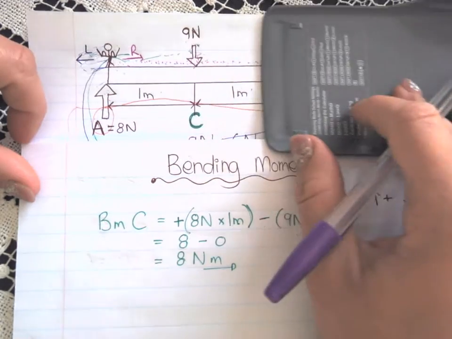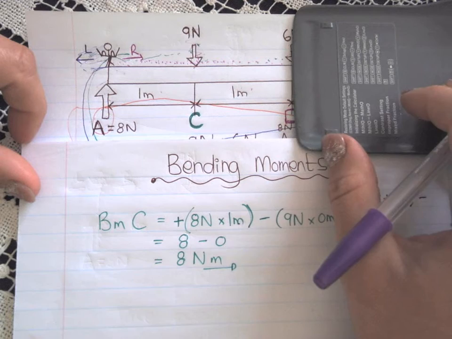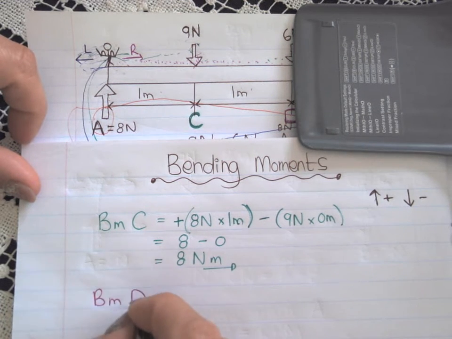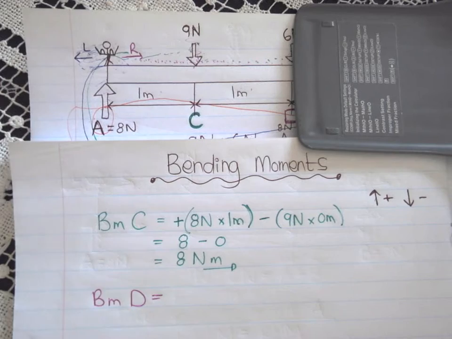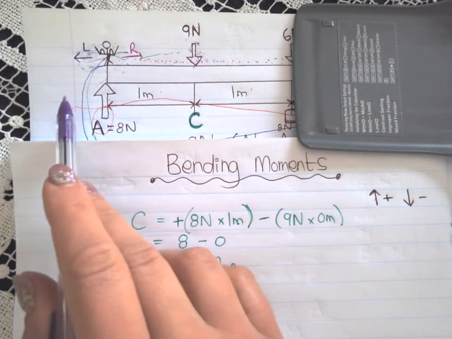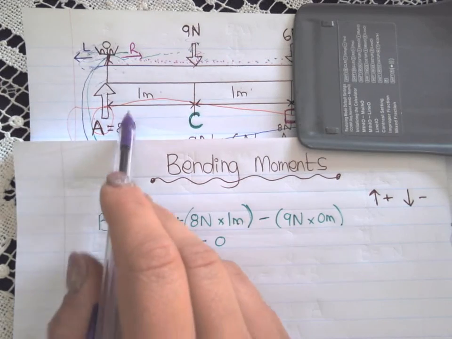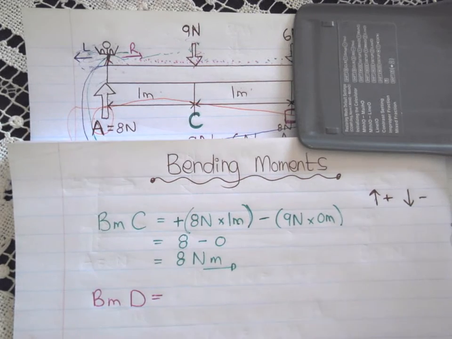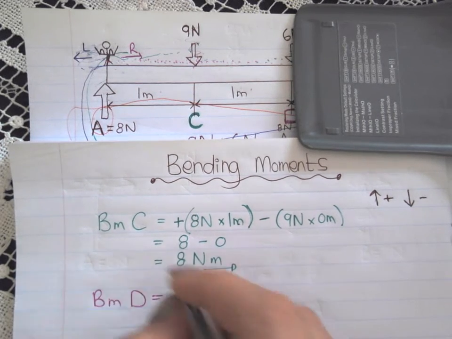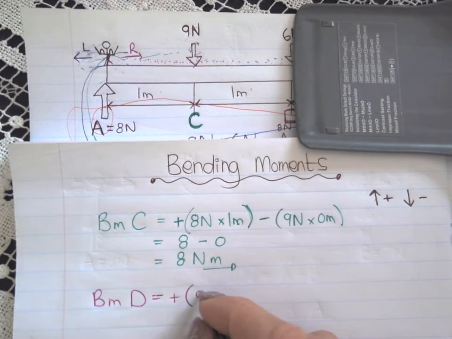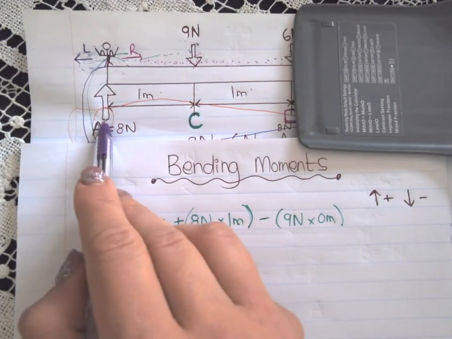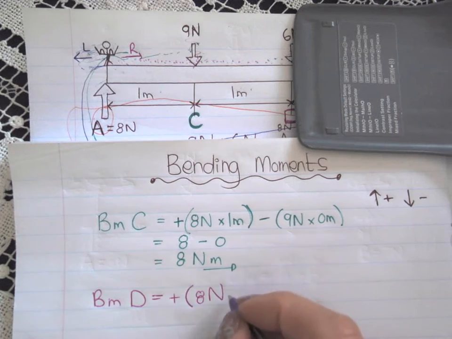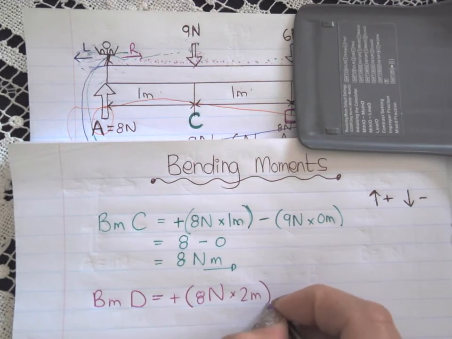So now let's quickly look at D. You close up everything after D and you write bending moment D. Alright, let's see. Now we start all the way this side again. A over there is going up, so it's positive. It's 8 newtons. And how far is A from D? It is 2 meters. So times 2 meters.